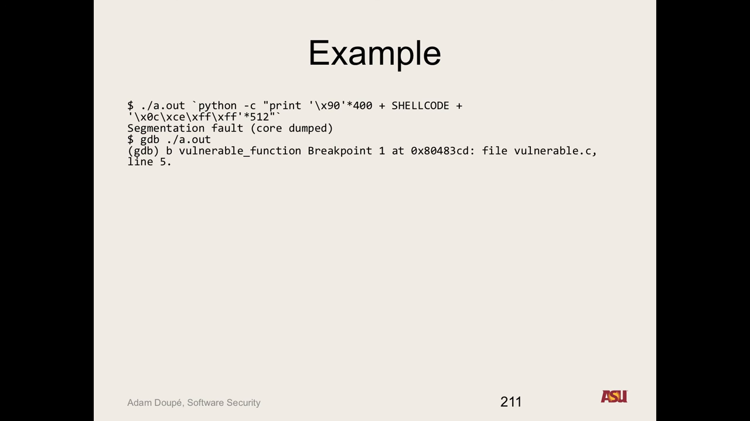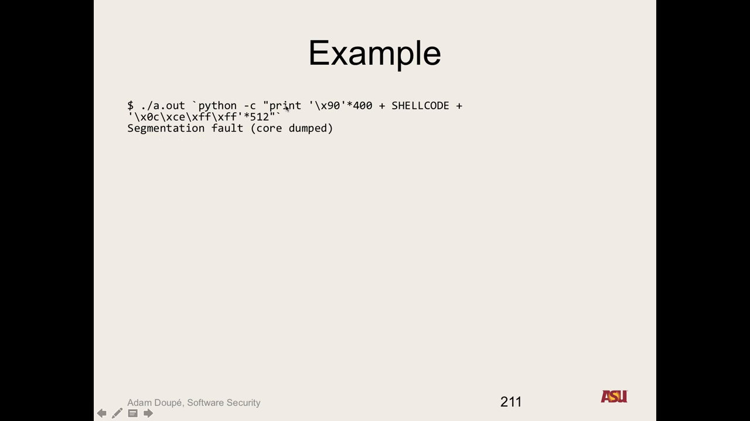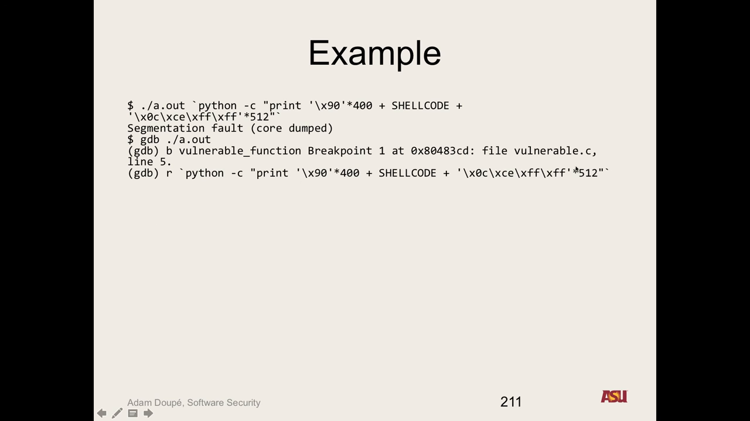Okay, so then we want to say, well, we think that should have worked, so let's use GDB to find out why. We're going to set a breakpoint at vulnerable function. We're going to run it again with this exact same input, because now we want to know how that thing changed with this input. So we print out the address of copy, and we see that it moved a bunch.